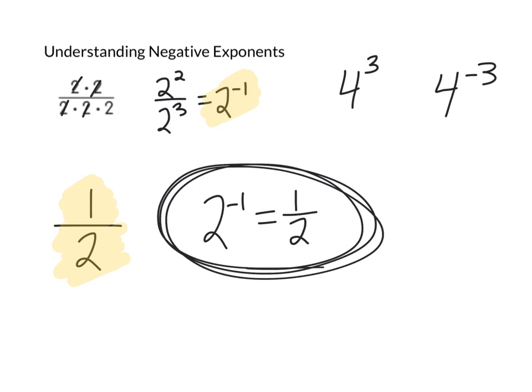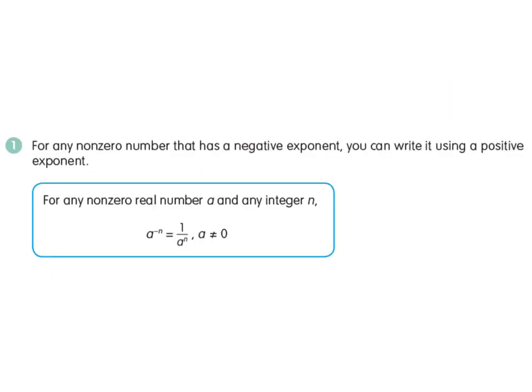Here's what the key concept looks like. The key concept here says, for any non-zero number, that just means any number but they are not going to use 0, that has a negative exponent, you can write it as a fraction using a positive exponent. So this is what we're going to do in a couple of practice problems right now. We're going to translate between the two different ways of writing a negative exponent. One way that you can write it is you could say a to the power of negative n. Another way that you could write that same number is 1 divided by a to the power of n. So let's look at a few problems where we can practice translating between these two different forms here.